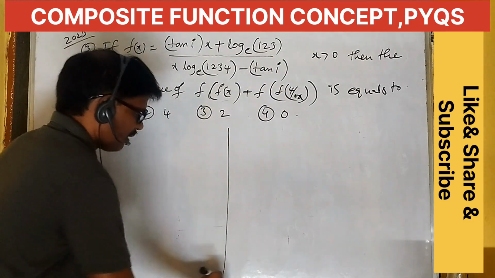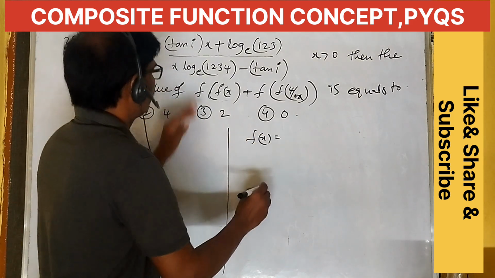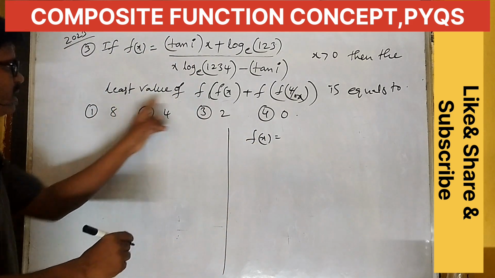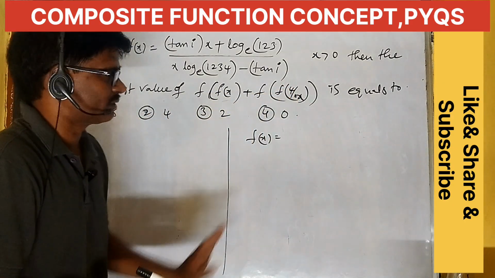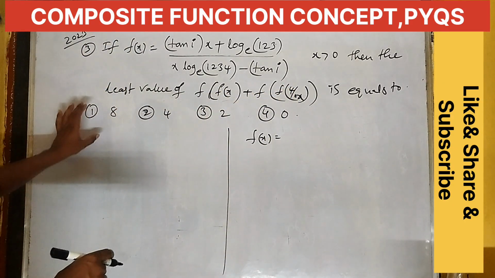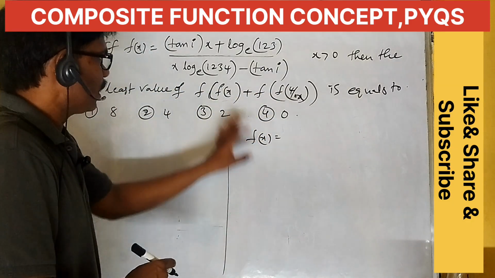What is the given f of x? Which option is the least value? Find the least value of f of x plus f of 4 by x. Least value. Find the least value. First option is equal to 8, second option is equal to 4, third option is equal to 2, fourth option is equal to 0. Okay, how to find this one?